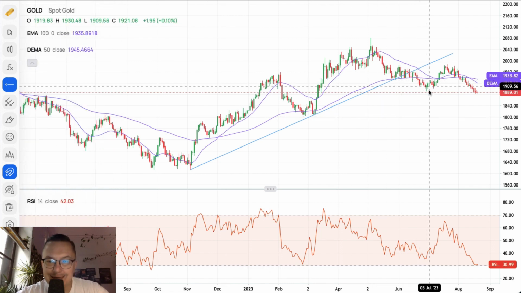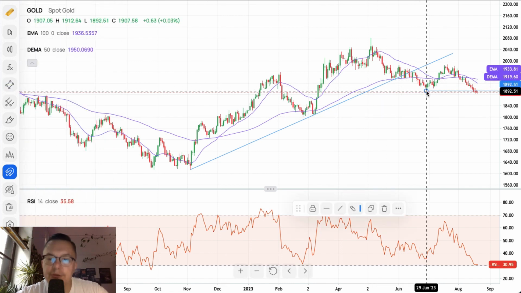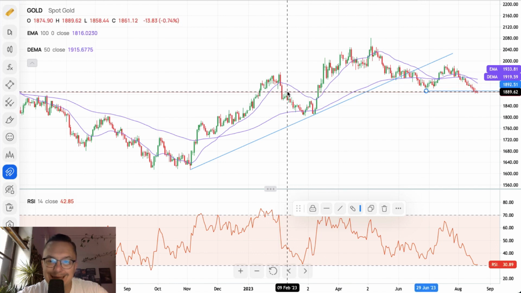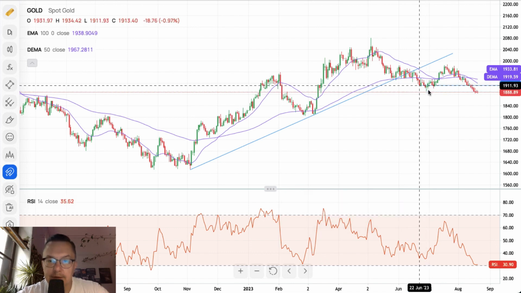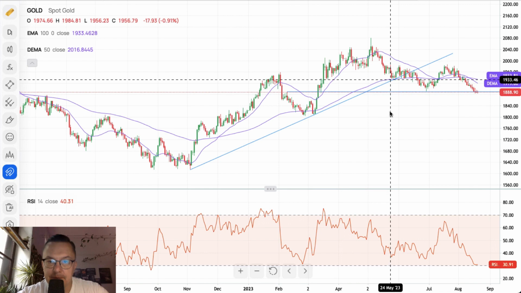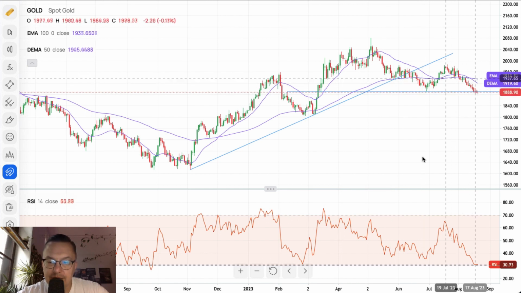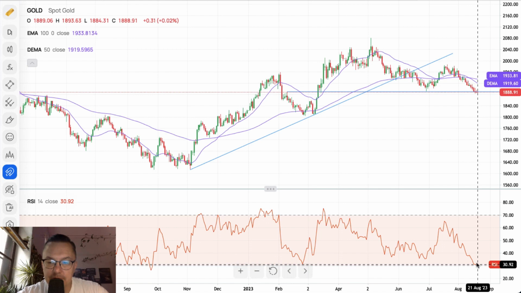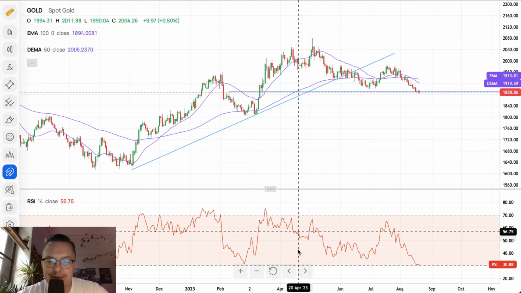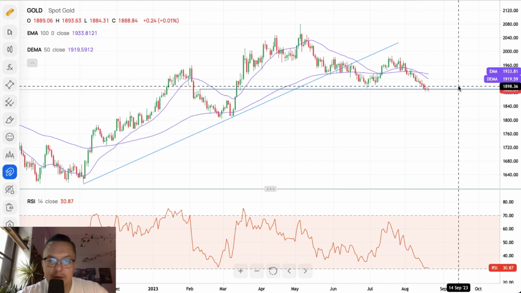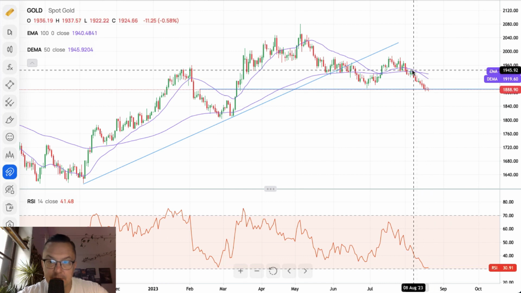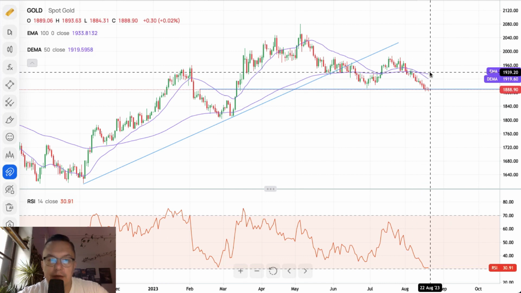So now this level here, 1892, used to be a technical support, tested here for example, and tested here for example, so kind of an important one. Let me just show you what I mean. I mean this level here, but now we are hovering at extremely oversold market conditions. Usually the market bounces from this level, as it has done before. So should we expect some kind of a bounce? Of course, we should expect some kind of a bounce somewhere towards the 50 or 100 period moving average.